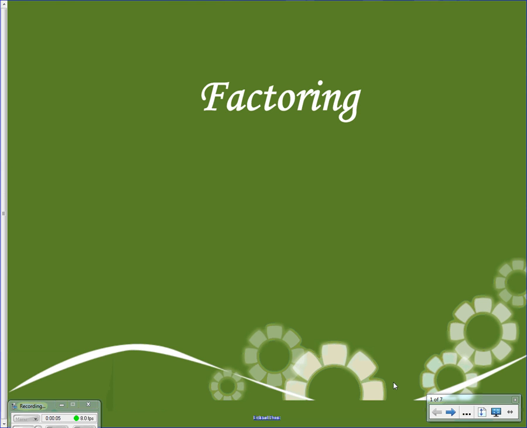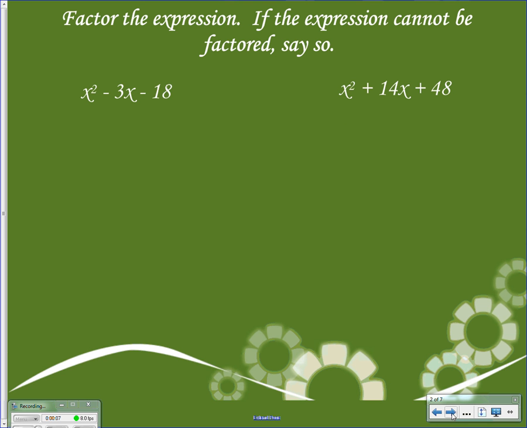So we're talking about factoring today. We have to factor the expression, and if the expression cannot be factored, we're going to say so. I'm going to show you a little different way than what you've seen so far.